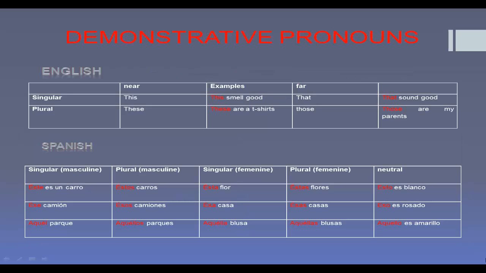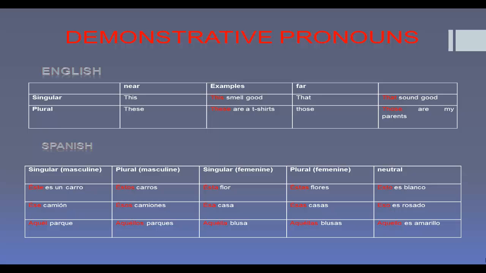Demonstrative pronouns. Both languages have demonstrative pronouns. The difference is that in English we have 4 demonstrative pronouns: this, that, these, those. On the contrary to Spanish, which has 15 demonstrative pronouns. With the Spanish demonstrative pronouns, we need to take into account that each pronoun is used according to the gender and number. For example, este es un carro, estos carros, esta flor, estas flores, esto es blanco.